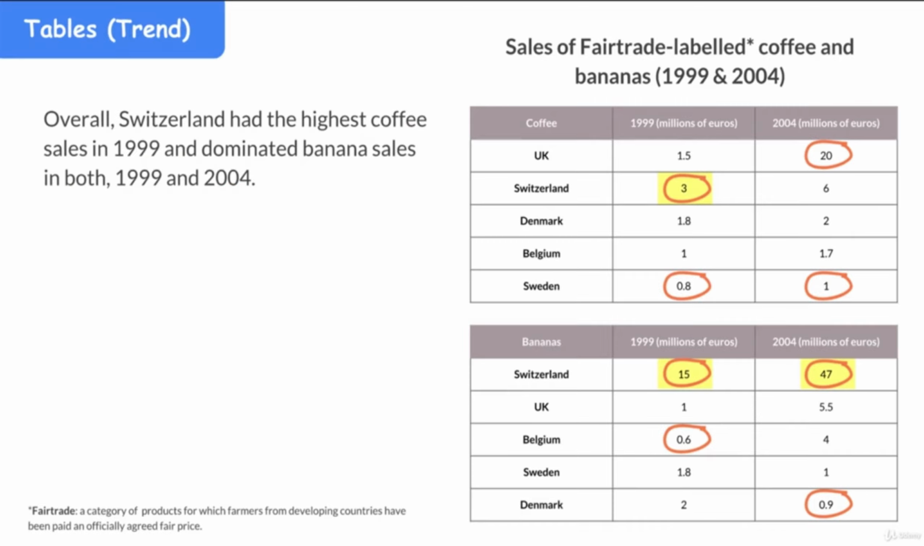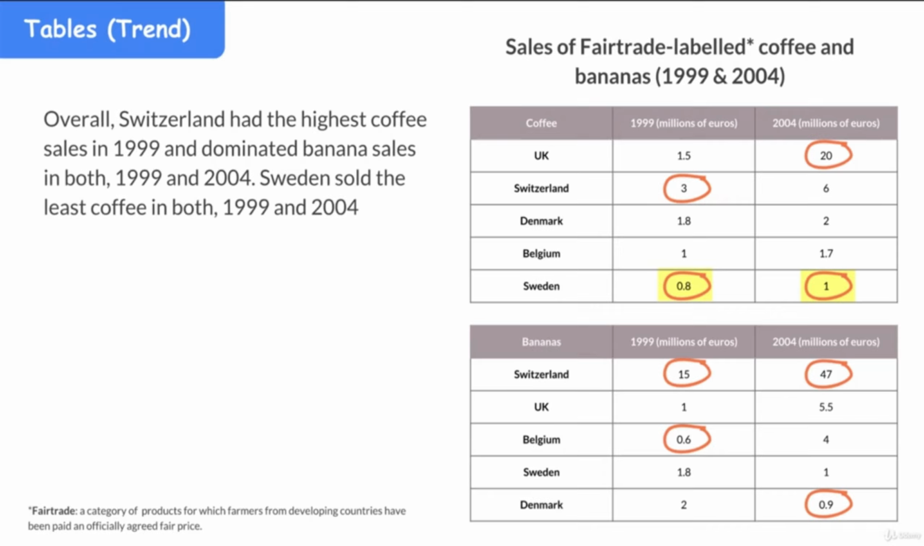So in this one sentence, I've described 3 different data points. Now I'm going to move on to my next sentence, and I'm going to talk about the next set of data points. This time, I'm going to start off with talking about Sweden, because Sweden has the lowest data points for the years 1999 and 2004 when it comes to coffee. So here's my sentence. Sweden sold the least coffee in both 1999 and 2004.